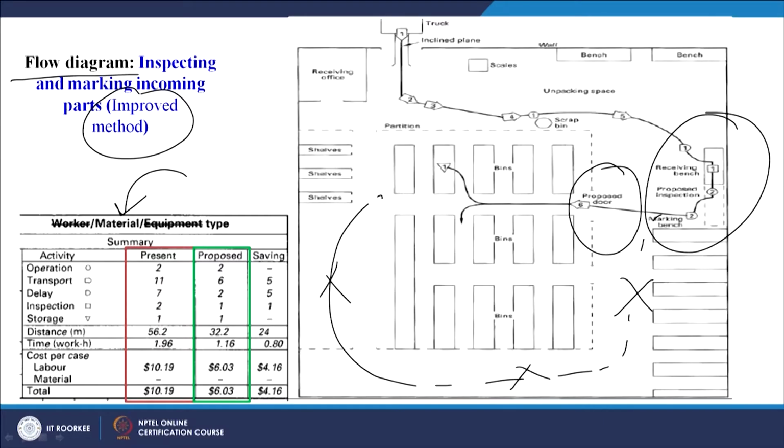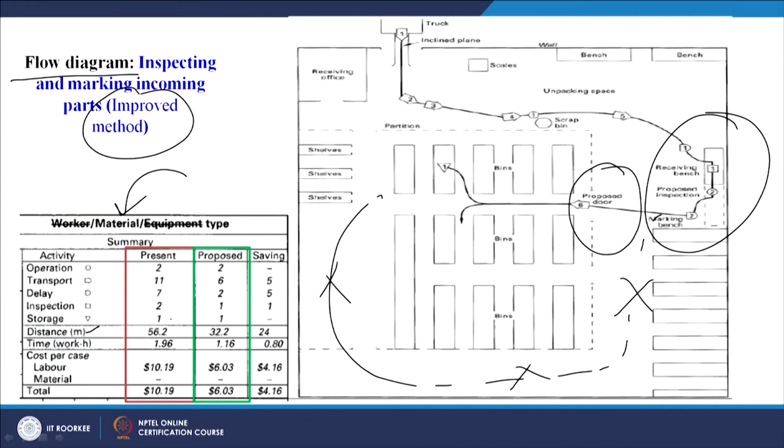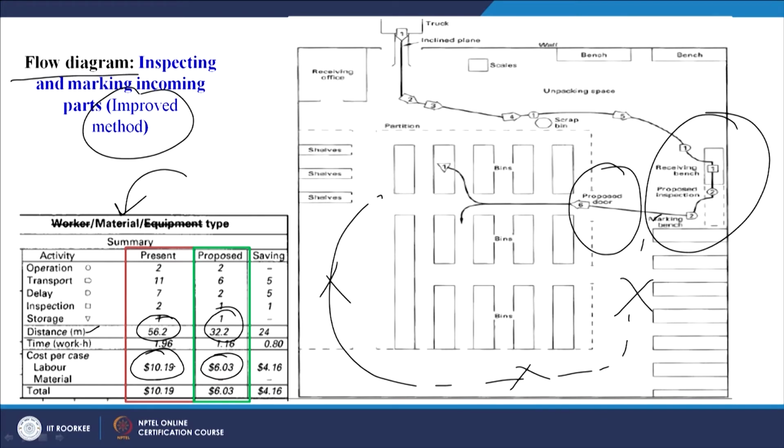Here we can see this material type of flow diagram has helped us to solve our problem of unnecessary movement of the material on the shop floor. You can see the distance in meters travelled: present is 56.2, but using this proposed technique, 32.2 meters only, and the time is also saved. And the labor cost per case, because the labor has to carry the cases from all around the building to the storage bins, has also reduced significantly from $10 per case to $6.03 per case.